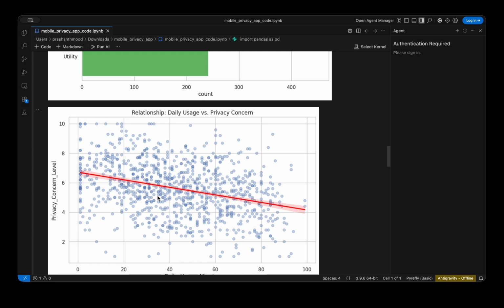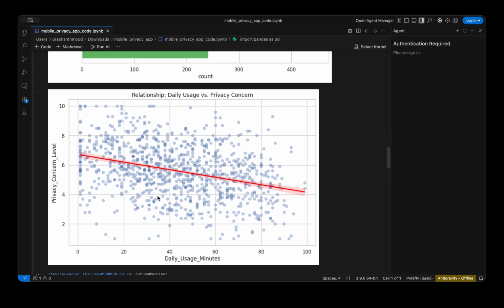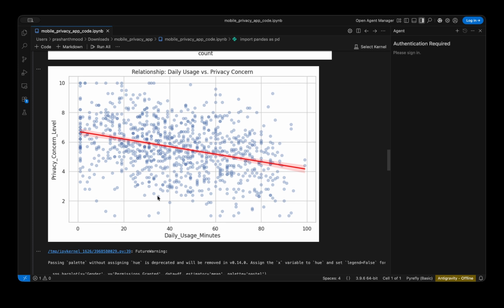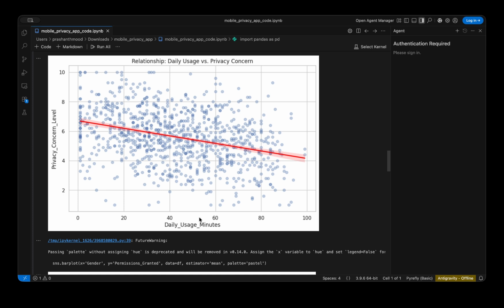Now the core question: how concerned are users about privacy? The privacy level histogram shows that consent levels are spread across the scale from 1 to 10, with a mean of around 5.6 out of 10, which means users are moderately concerned, not panicking but not completely indifferent either. What is really interesting is when we compare Android with iOS users, the box plot shows that iOS users tend to report slightly higher privacy concern levels than Android users. This could be because iOS users are generally more aware of Apple's privacy-first marketing, or because iOS gives more visible permission controls.